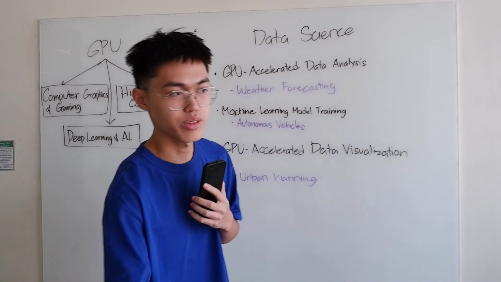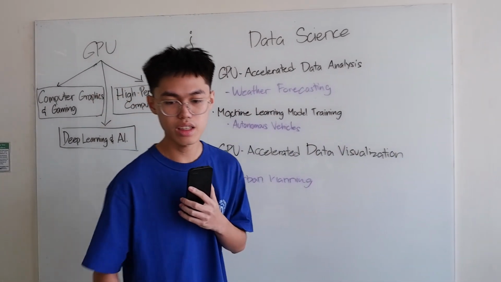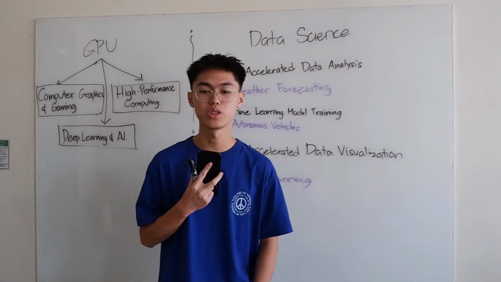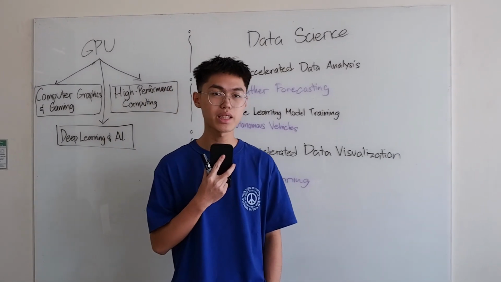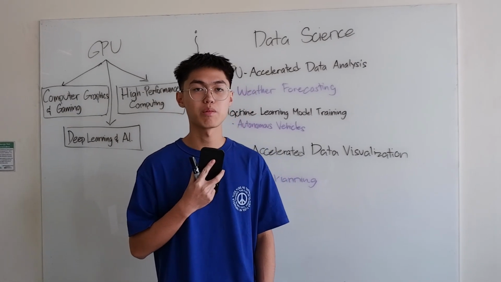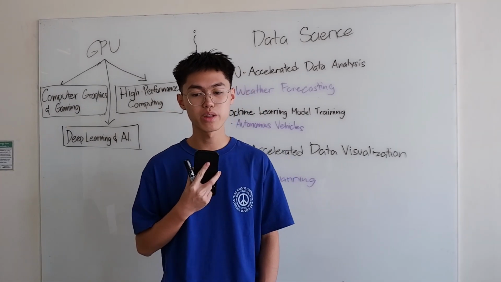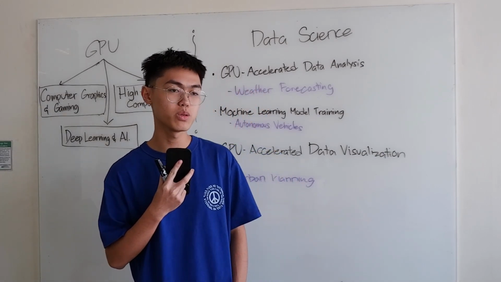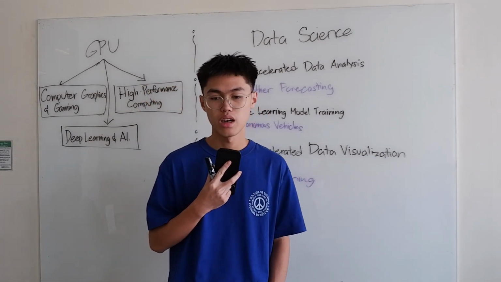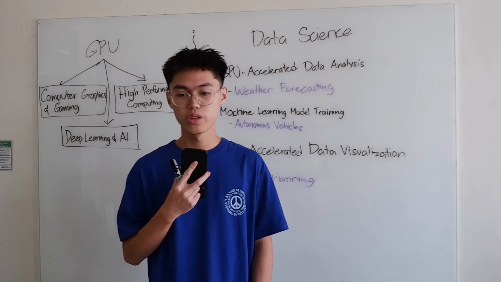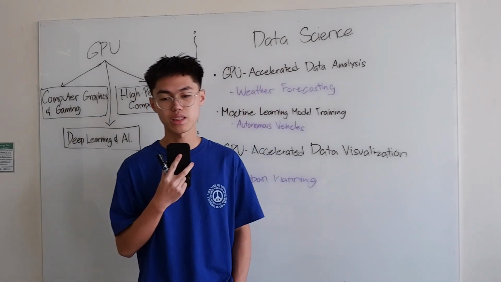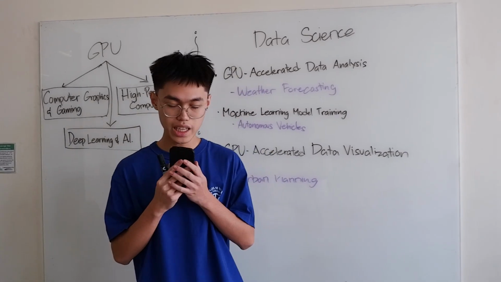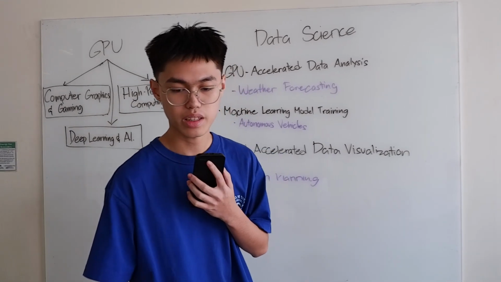As for the field of data science, GPUs excel in parallel processing, which means that they can process many computations simultaneously. So compared to traditional CPU-based computations, GPU computations are faster. And through this, data analysts can process larger data sets and perform complex analyses more quickly.